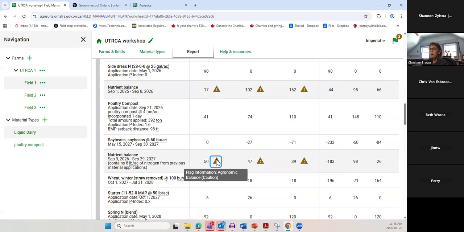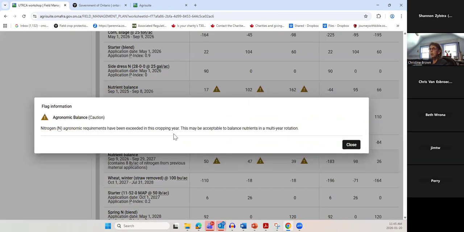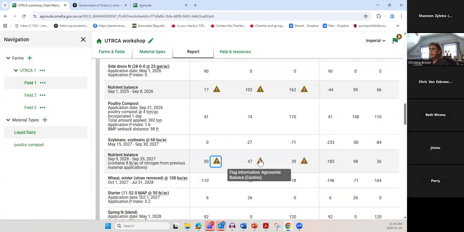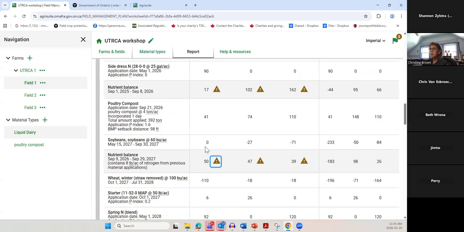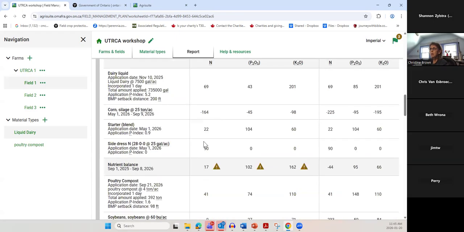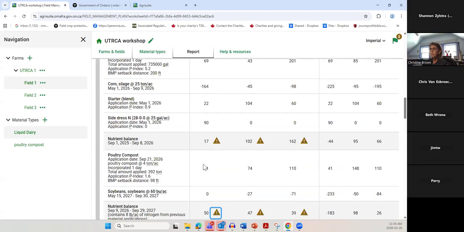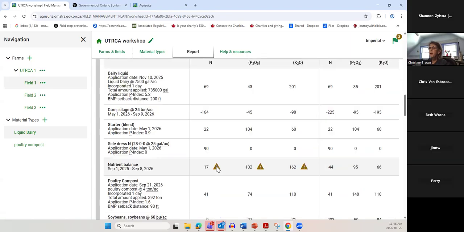Here for the nutrient balance, it's going to tell me that I've exceeded it because the soybeans don't need any. I'm surprised that usually there's a flag that says there's this much coming from the manure, but I don't see that. So maybe there isn't that much in year 2, year 3.